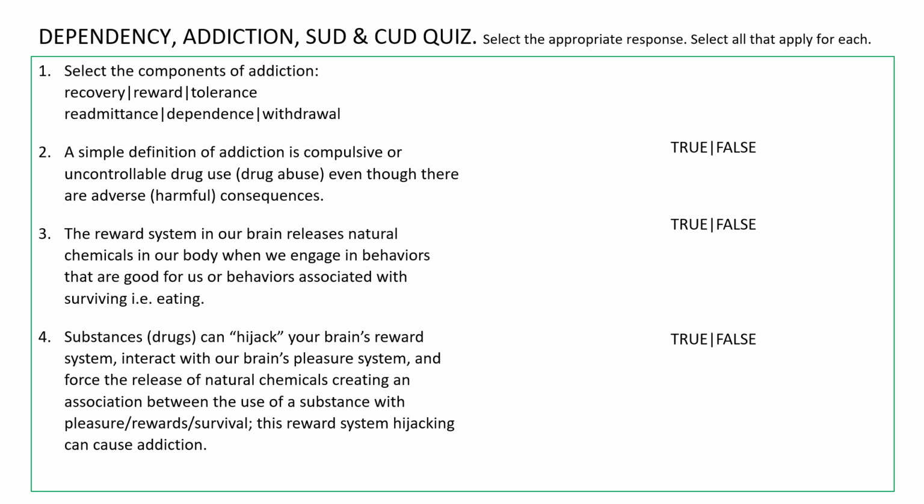Number 3. The reward system in our brain releases natural chemicals in our body when we engage in behaviors that are good for us or behaviors associated with surviving, for example, eating. True or false? True. Number 4. Substances can hijack your brain's reward system, interact with our brain's pleasure system, and force the release of natural chemicals, creating an association between the use of a substance with pleasure, reward, survival. This reward system hijacking can cause addiction. True or false? True.